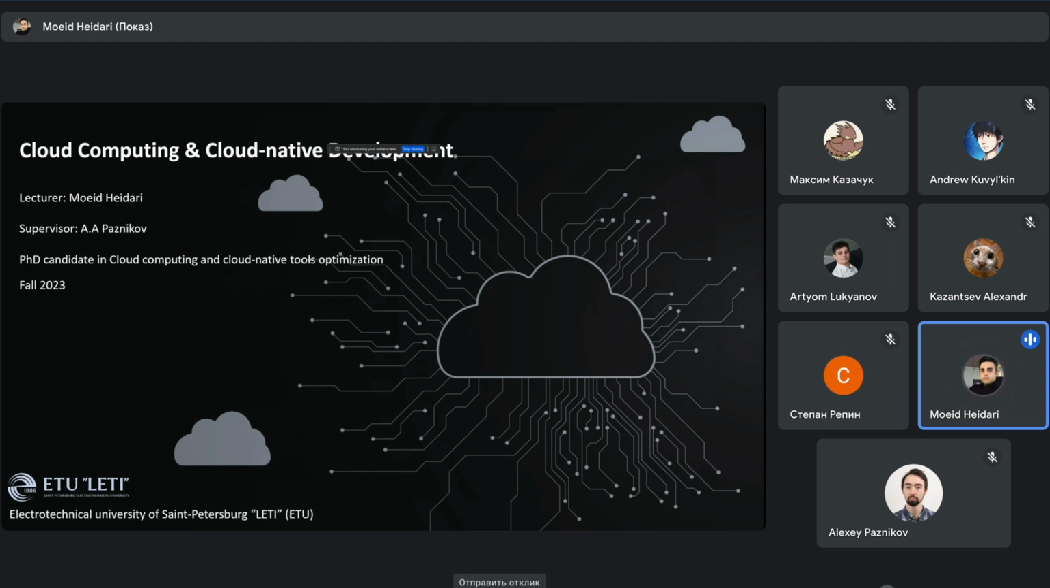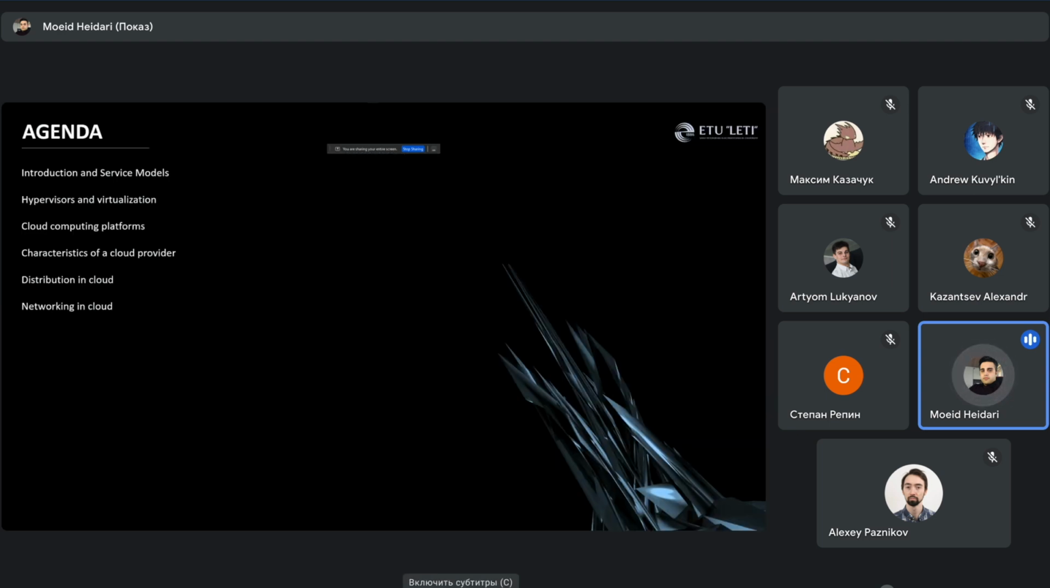So the agenda for today's lecture is going to be about an introduction about cloud computing and the different types of service models. Then we will dive deep into the hypervisors and the virtualization technologies under the need of cloud computing technologies, and we will talk about different techniques of hypervisor and virtualization and how to separate the resources of a server.